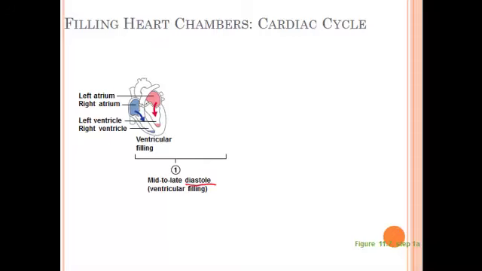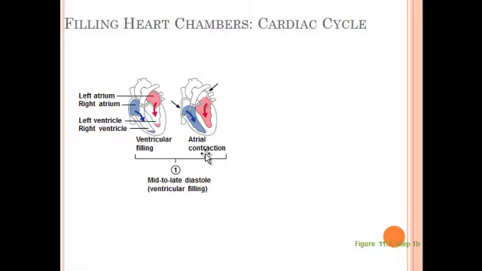So, what's going on here is we have a moment in time when the whole heart is relaxed. The atria are not contracting. The ventricles are not contracting either. And this is when the blood is passively filling the ventricles, moving through the atria and into the ventricles. And we call this mid to late diastole, which is ventricular filling. And then towards late diastole, we're going to have the atria contracting.